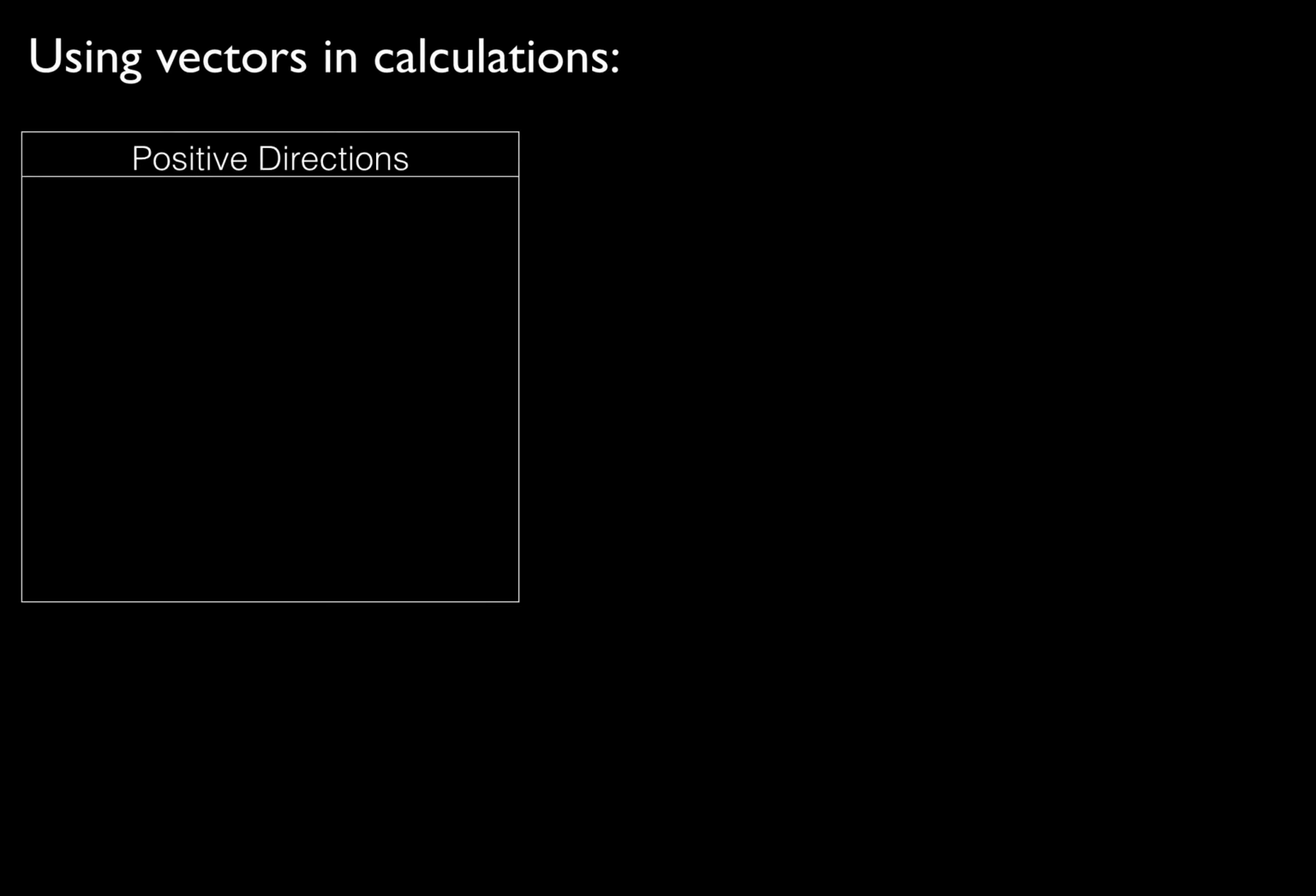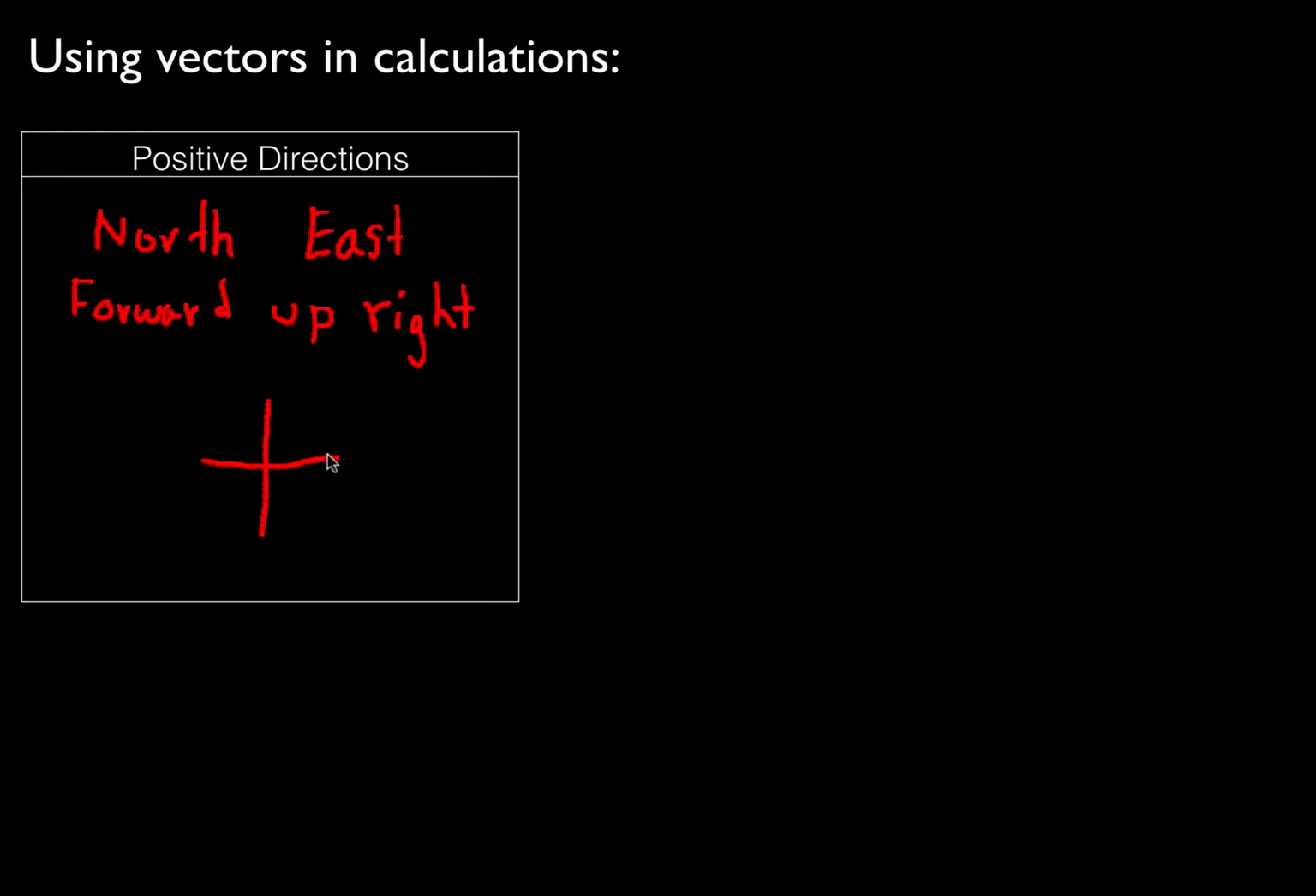Using vectors in calculations. Again, we're just going to go over a basic overview, later looking more deeply at vector addition. You should know that there are positive directions. Positive directions are all given a positive sign when used in calculations. These are north, east, forward, up, and right. If we're looking at our xy coordinate system, positive directions are the directions that form the positive y-axis and the positive x-axis.